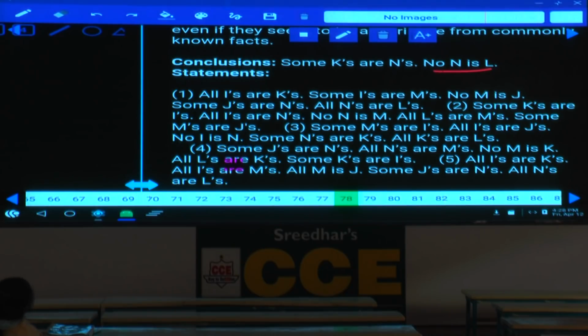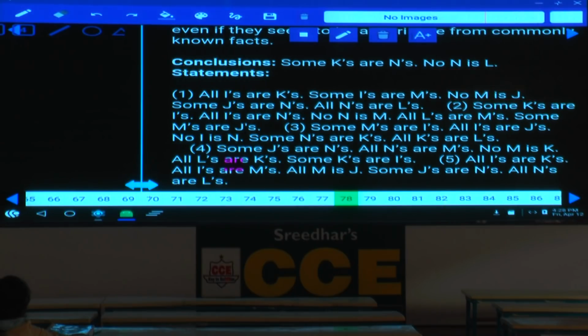Now this negative conclusion can be drawn only from a negative statement. N and L were not given in the negative statement at all. There is only one negative statement, and in that negative statement neither N nor L is there. Hence we cannot say anything regarding this one. Hence the first choice is straight away ruled out. Then coming to the second one.